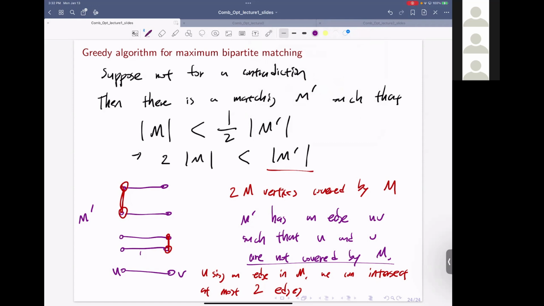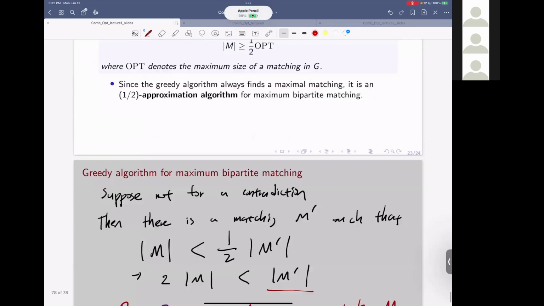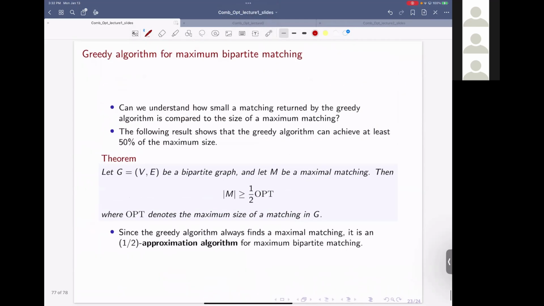What does that mean? Well, in fact, you can include this edge UV in the matching M. So this violates the assumption that M is a maximal matching. Okay. So this is a proof. Great. So let's get back to this theorem statement.